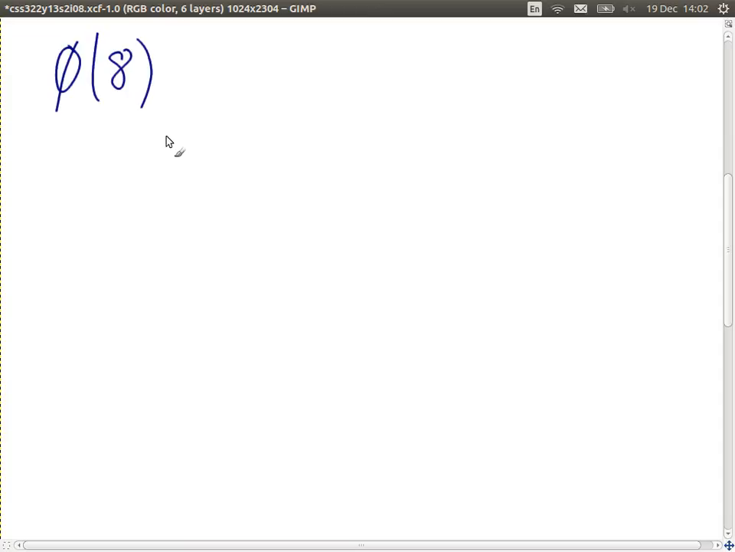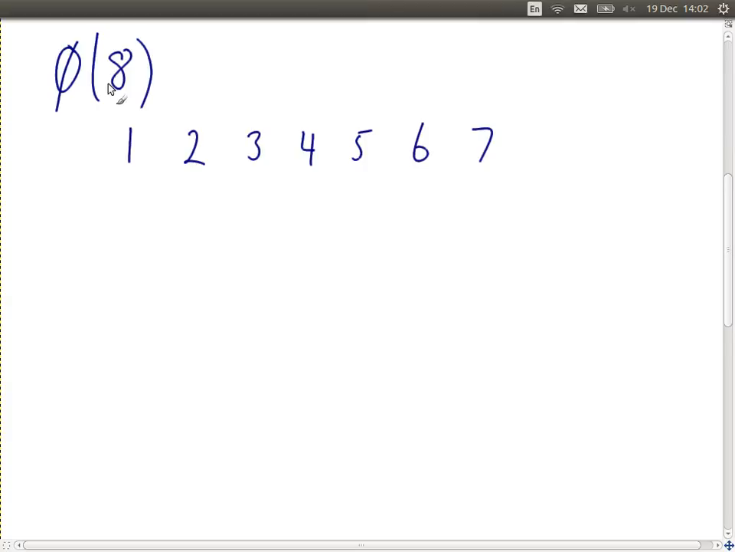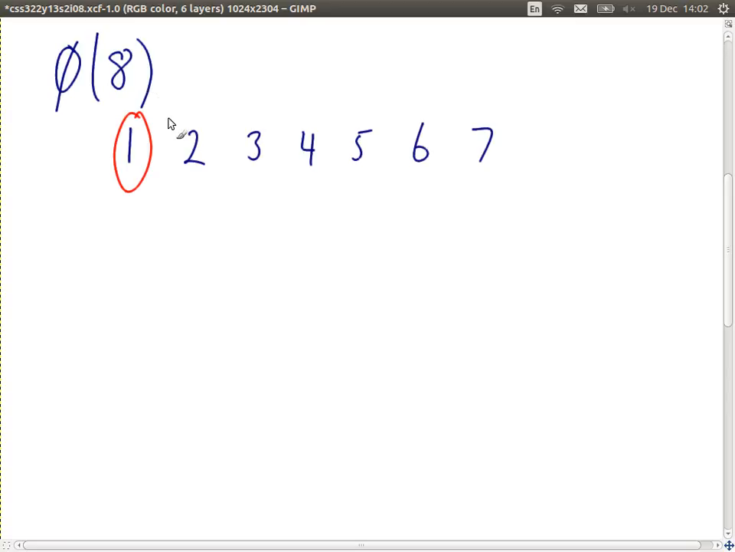Well, let's go the full way to determine it. We look at the numbers from 1 up until 7, check if they're relatively prime to 8, and then count how many are. So let's list them. Is 1 relatively prime with 8? Yes, 1 and 8, greatest common divisor is 1. So yes. 2 and 8, relatively prime? No. 3 and 8? Yes.